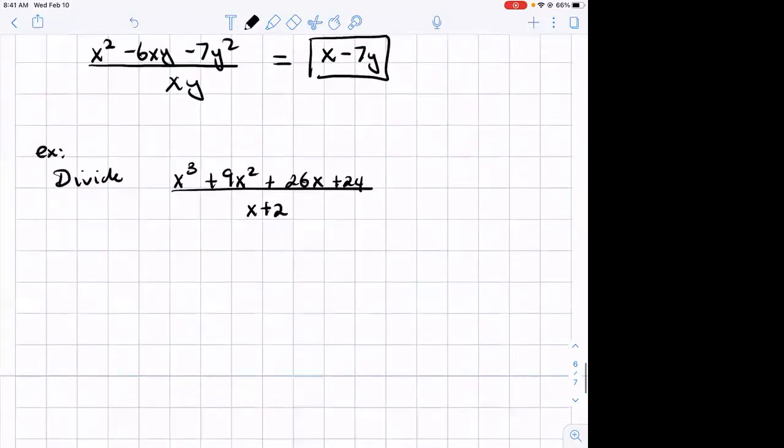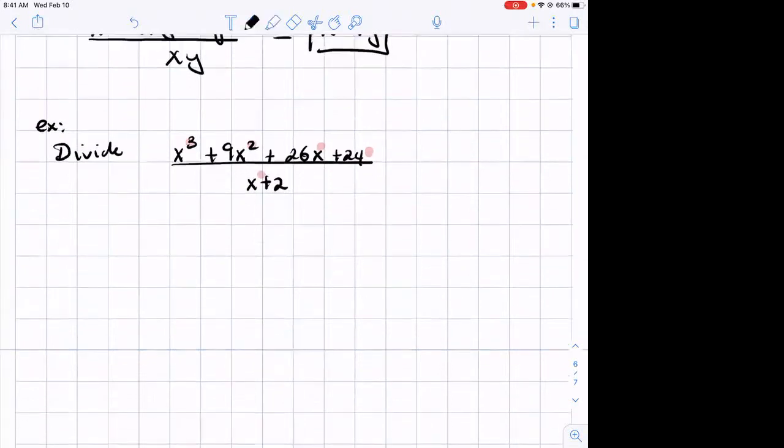So we look for missing terms in the numerator. We see there's a 3 power, 2 power, 1 power, x to the 0, which is 1. So the numerator has no missing term. Also check the denominator. The denominator has no missing term. So we can go ahead and set this up.